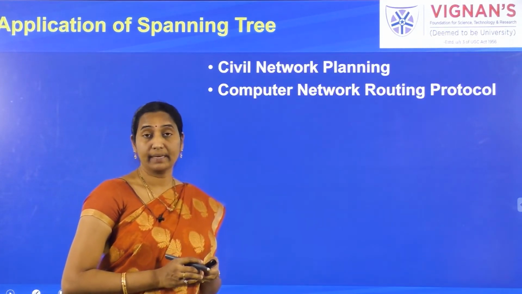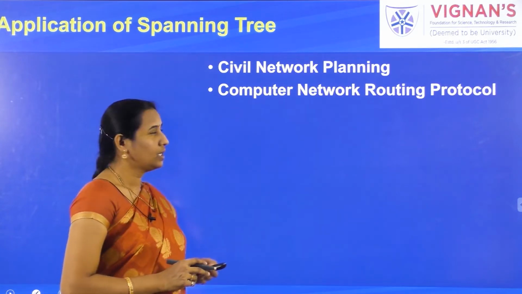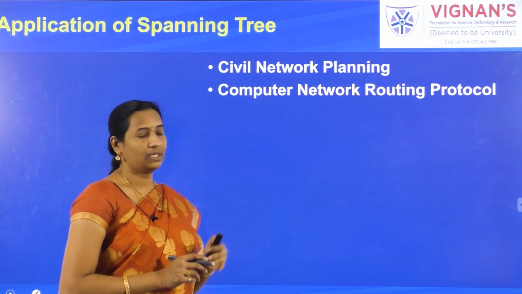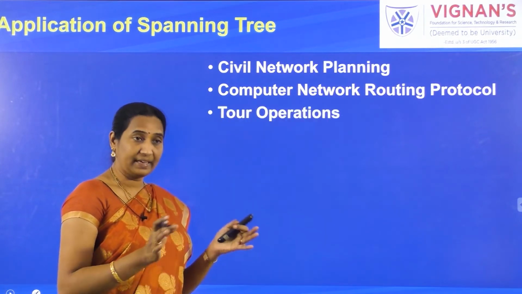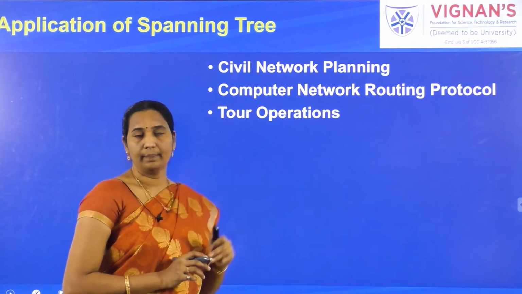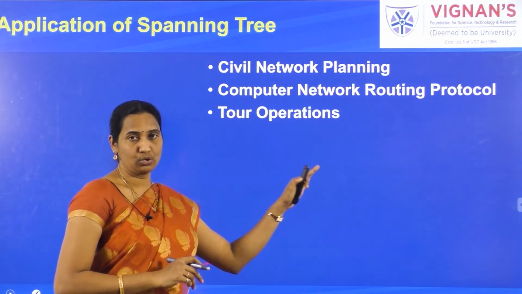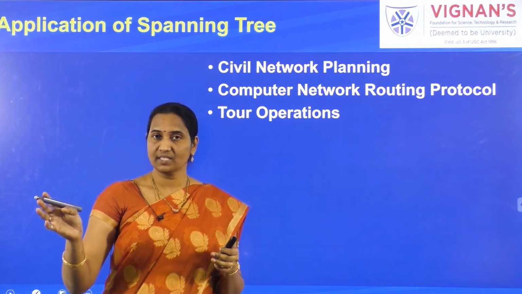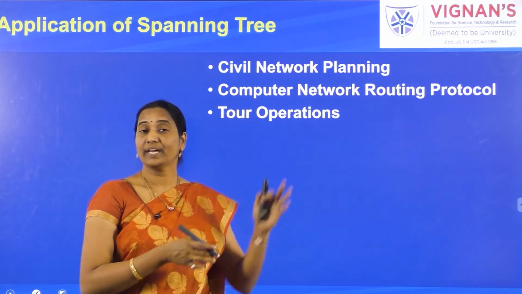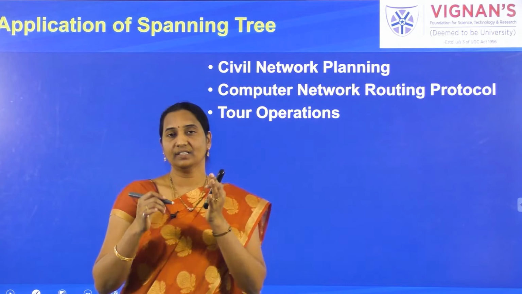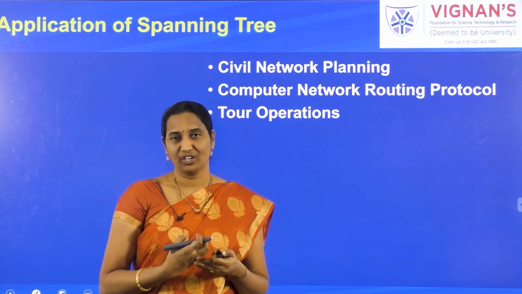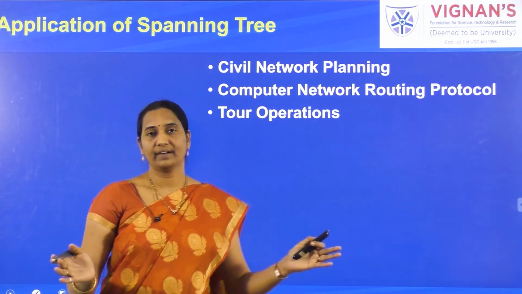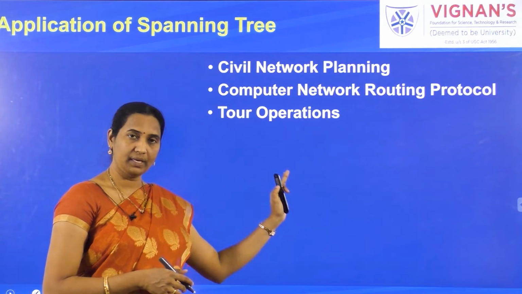Now let's see what the real-time applications of the minimum spanning tree are. The minimum spanning tree can be used for civil network planning, or you can use it for computer network routing protocols, or to design local area networks, or to apply as an application for touring operations also. Say for example, you would like to visit a number of cities and you would like to visit all the cities with a minimum cost. Then you can apply the minimum spanning tree and you can find the tour which is giving you the least cost. So these are all the applications of the minimum spanning trees. There are a lot of real-time applications where the minimum spanning trees can be used.